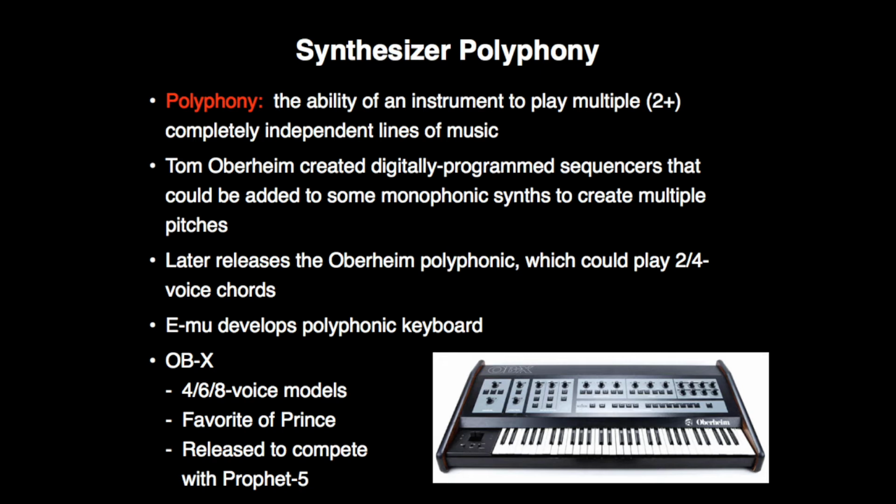So he later continued on this path, started his own company, and released the Oberheim polyphonic synthesizer, which, depending on which model you got, could play 2 or 4 voice chords. Now, around the same time he was working on his polyphonic synthesizers, another company called EMU was developing a polyphonic keyboard. And this was a keyboard that would actually respond to polyphonic input.